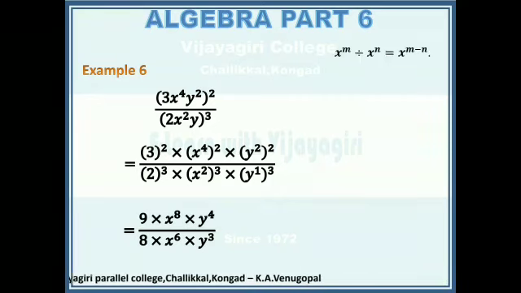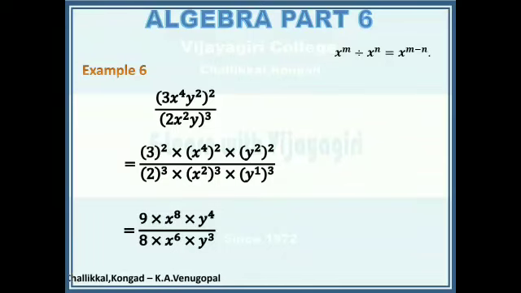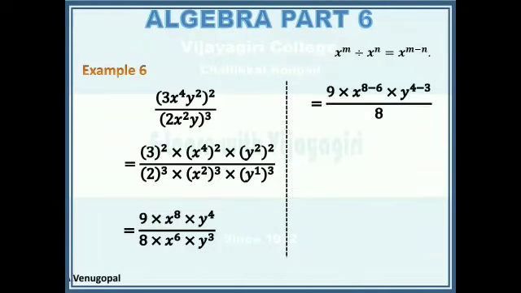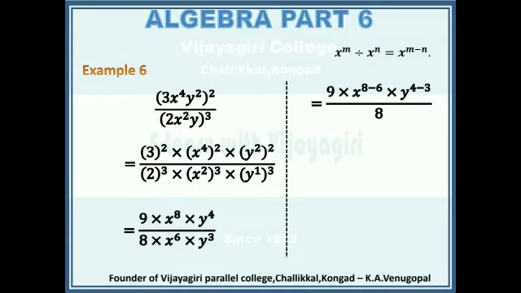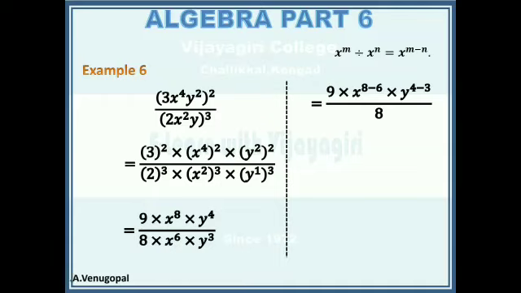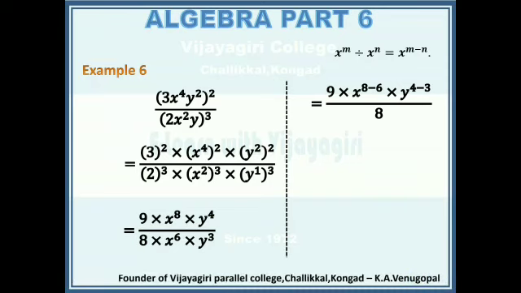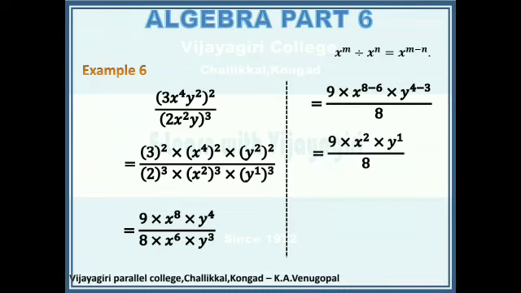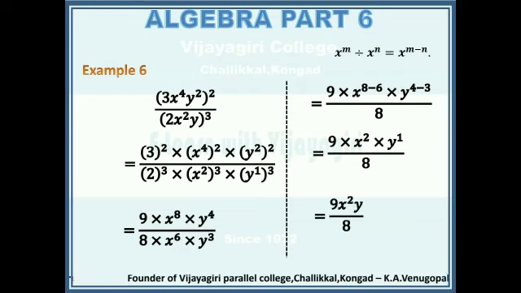Now here we have to use the law of division. x to the power 8 divided by x to the power 6 can be written as x to the power 8 minus 6, and y to the power 4 by y to the power 3 can be written as y to the power 4 minus 3. The numbers 9 and 8, there is no common factor, so write as it is. And it can be simplified as 9 into x square into y to the power 1 by 8. And the answer will be 9x square y by 8.